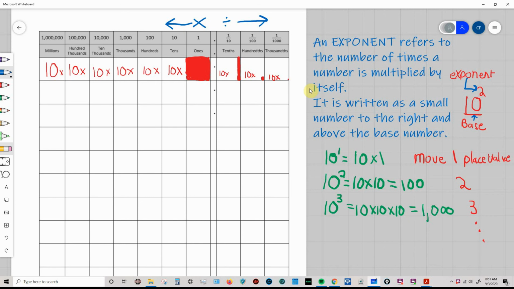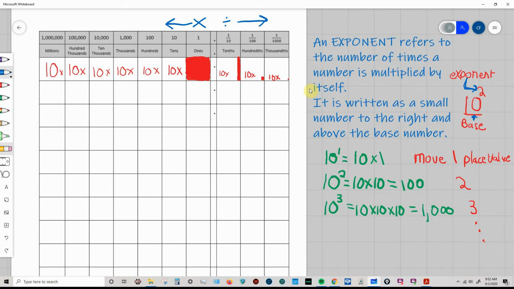Alright, today we're going to talk again about place value and exponents. So just to review, an exponent refers to the number of times a number is multiplied by itself. It is written as a small number to the right and above the base number. So you can see over here, the base right here is 10, and the exponent shown right here is 2. So what this means is you're going to multiply 10 two times, 10 times 10.